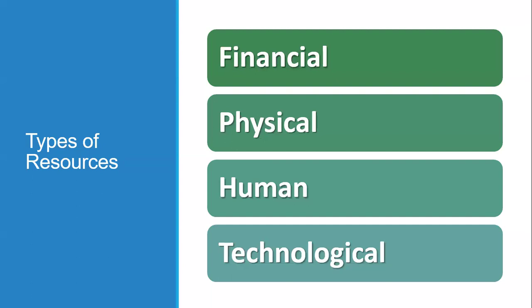Now, in order to adequately and sufficiently implement strategies that have been formulated for the pursuit of long-term organizational objectives, it is also important for the required resources to be harnessed. Four main types of resources are usually harnessed or leveraged in an attempt to implement strategies. And these include financial resources, physical resources, human resources, and technological resources.